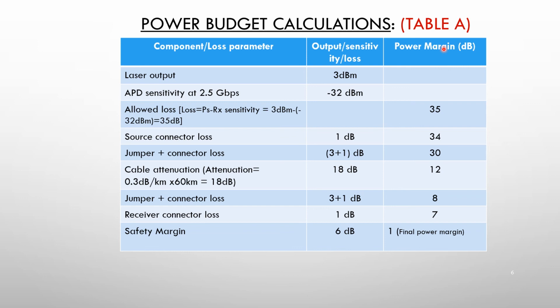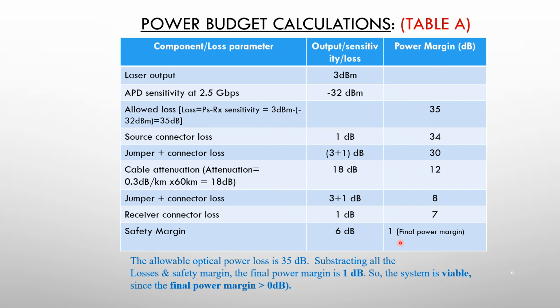Again, this is still the same calculation as the previous one, except that in this table, they insert another safety margin of 6 dB. Previously, we got our power margin of 7 dB. So if we include another safety margin of 6 dB, 7 dB minus 6 dB, you will get 1 dB. So this is our final power margin. Our system is still viable, because 1 dB is greater than 0 dB.